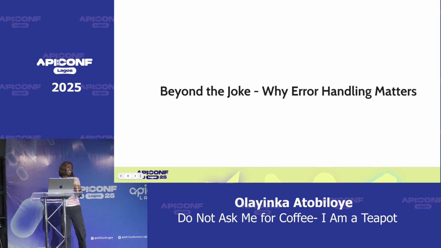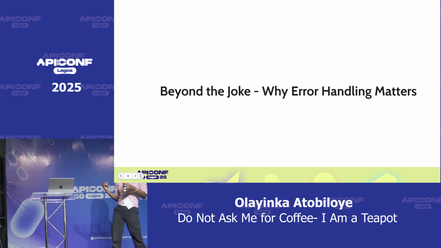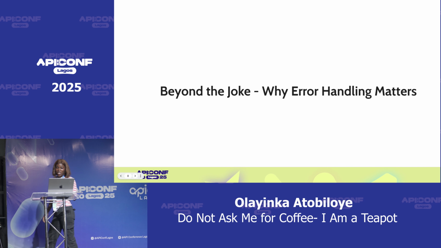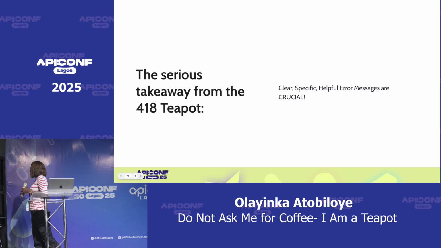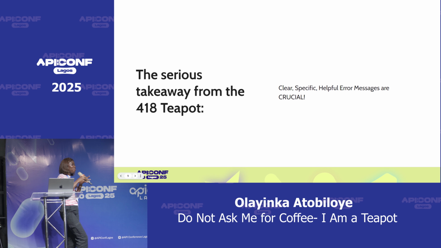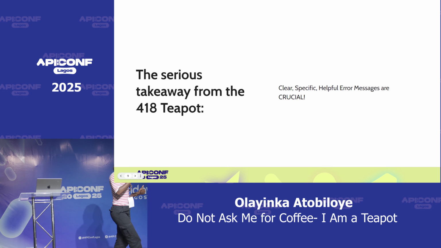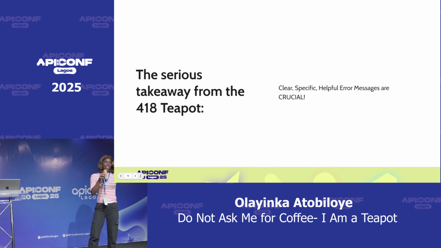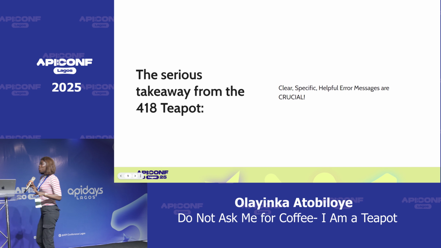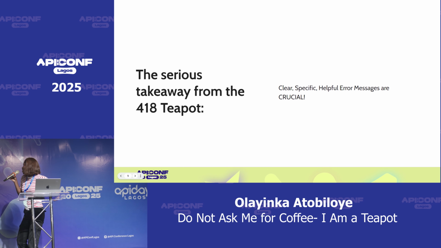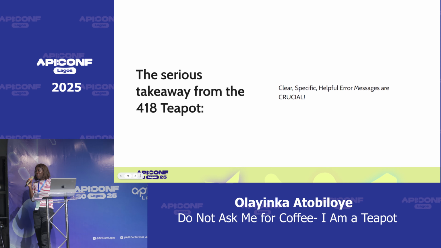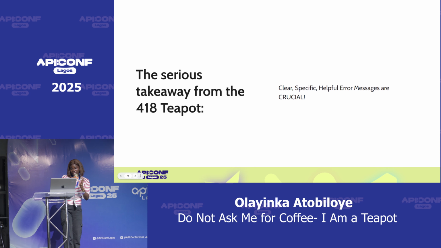And I'm sure everyone is wondering, why are you telling us this? Why are you giving us all this pep talk about this joke that was made up some time ago? Sorry, next slide. Yes. Basically, I just wanted to take something hidden, something that we could all make use of in our day-to-day code, which is that clear, specific, helpful error messages are crucial. Next slide, please.